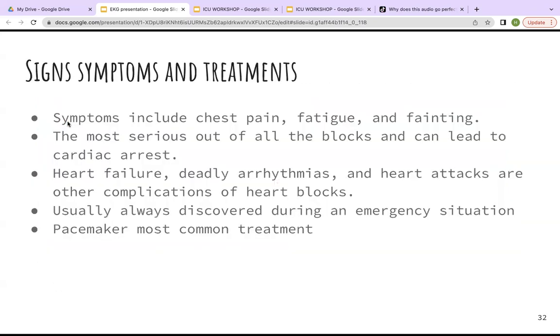This can lead to cardiac arrest. Most of the time when people are discovering this rhythm, it's in an emergency situation. You're going to have chest pain, fatigue, fainting. It's the most serious.